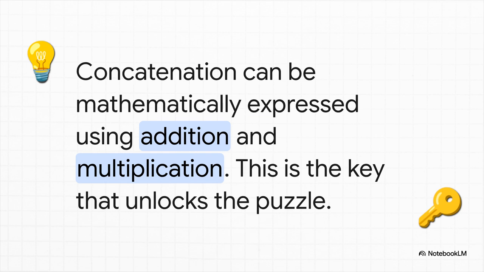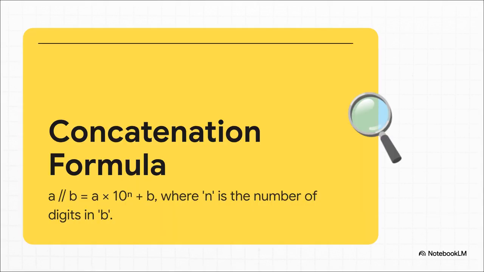The source material gives us this crucial piece of the puzzle. Concatenation isn't just some weird text trick. You can actually describe it with a precise mathematical formula, using the operations we already know and love. This right here, this is the key that unlocks the whole thing. And here it is, the formula that builds that bridge. To concatenate two numbers, let's call them a and b, you just take a, multiply it by 10 to the power of n. And don't worry, n is just how many digits are in b, and then you just add b to the result.